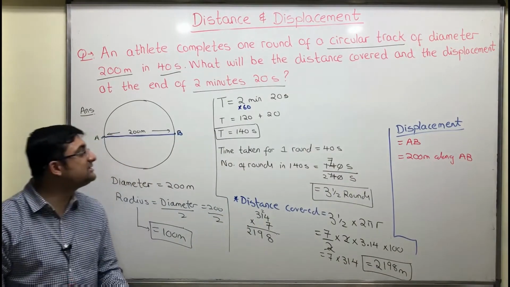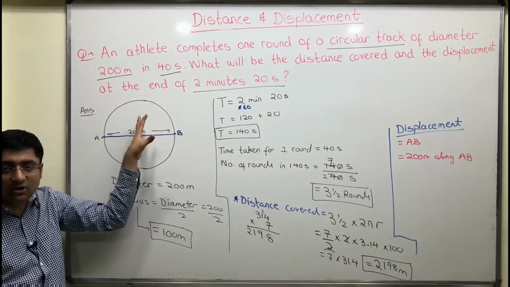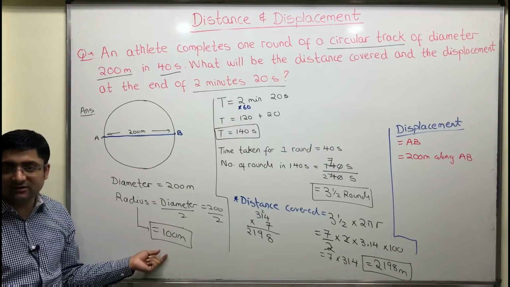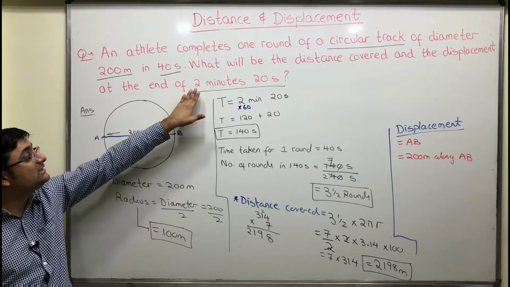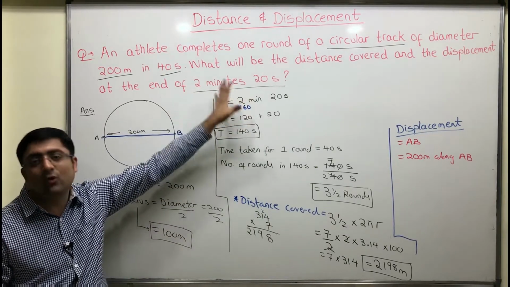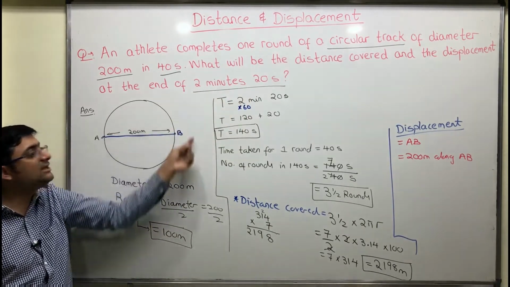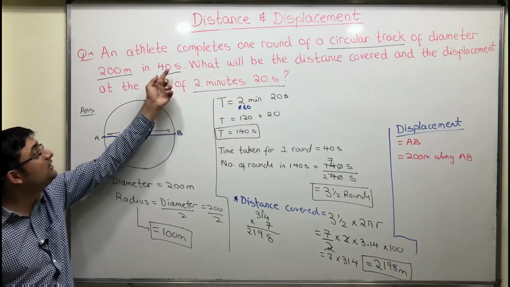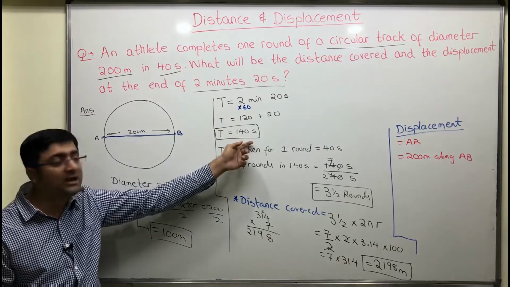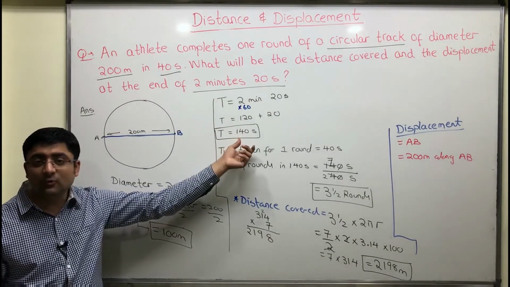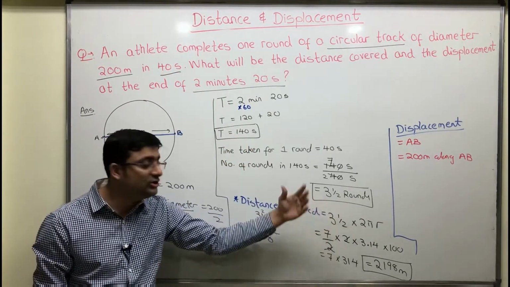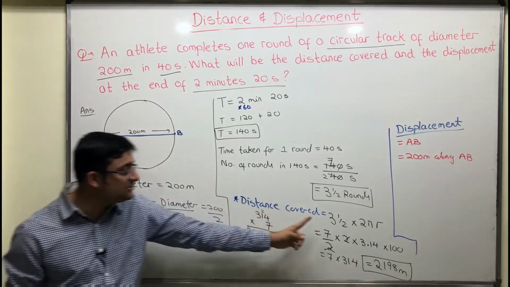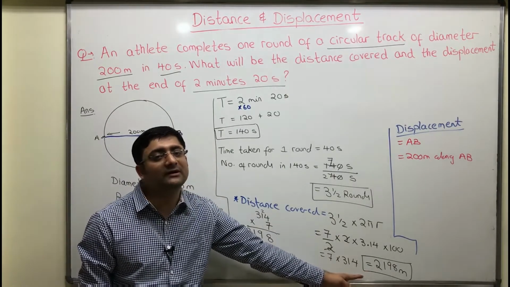I repeat, the first step is, guys, in case there's a figure, draw it and mark whatever is given to you. In case it is a circle question, first get the radius. Now we are given the time as 2 minutes 20 seconds, the total time the athlete is running, and it takes him 40 seconds to complete one round. So first convert this purely into seconds, because we are given the time in seconds. So we get 140 seconds. How many rounds in 140 seconds? 3.5 rounds. So what is the distance covered in 3.5 rounds? 3.5 multiplied by the circumference gives 2,198 meters.